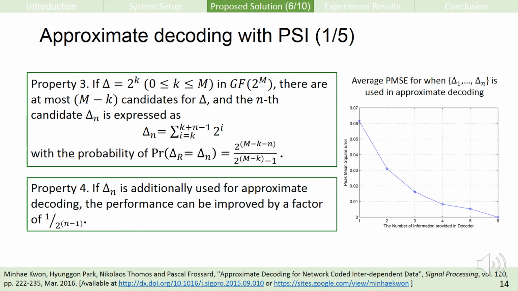And we further show that if the nth candidate delta n is additionally used for approximate decoding, the performance can be improved by a factor of 1 over 2 to the n minus 1. So, in this figure, we can confirm that as the number of information provided in decoding increases, the decoding error decreases by half of a previous result.